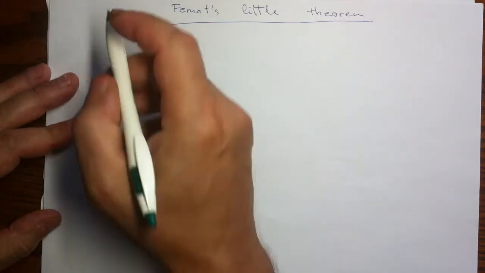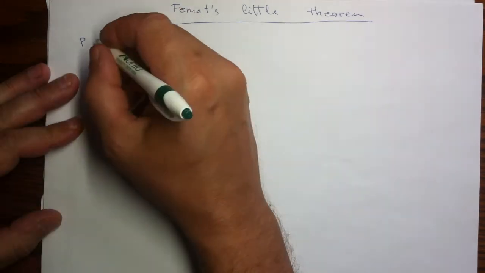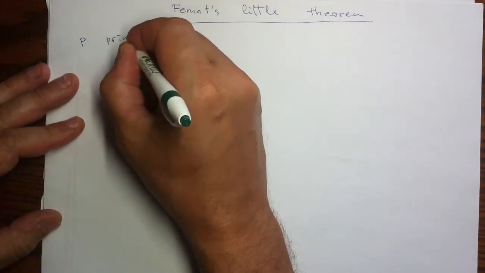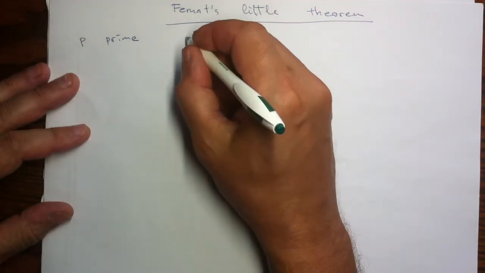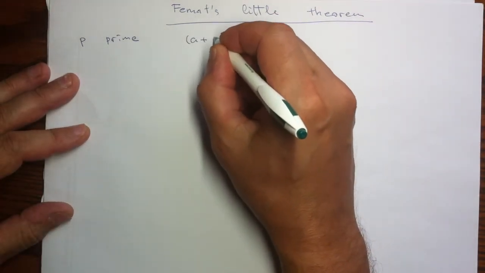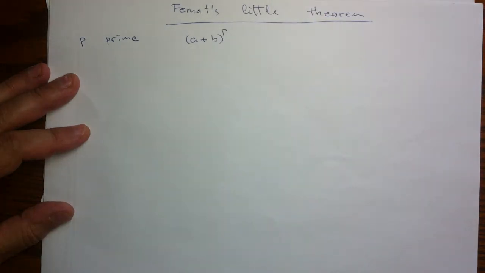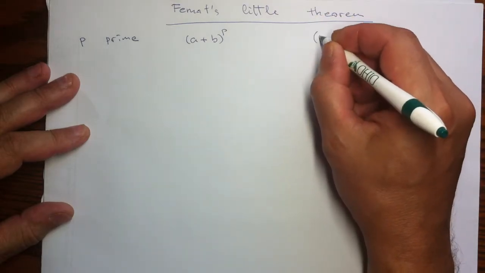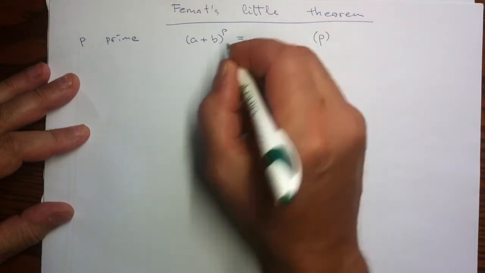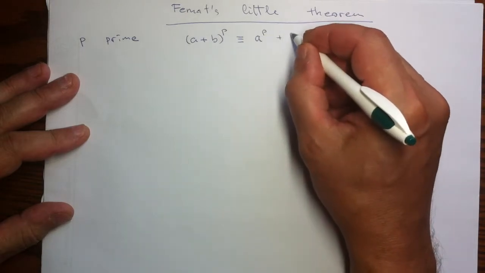We start by preparing for it the assumption that p is a prime, and the preparation result is going to be a compact, simple formula for computing the pth power of the sum. If we are interested in congruences mod p, the answer is going to be extremely easy. It's just going to be the sum of pth powers.